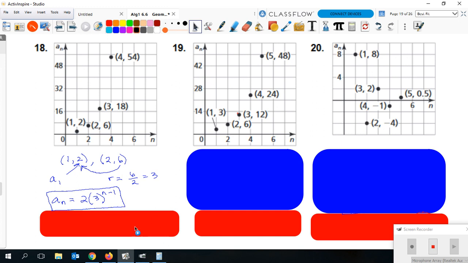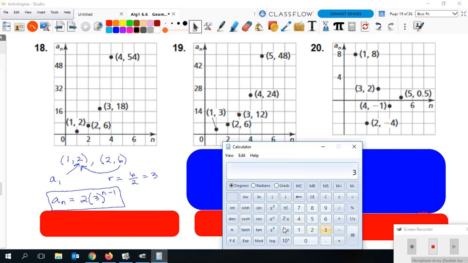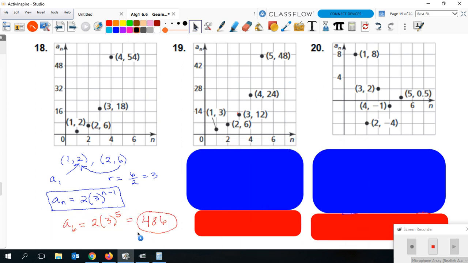And then again, finding the sixth term, we're going to put 6 in here. It's going to be 5. So 3 to the 5th power, then times 2. So on the calculator, 3 to the 5th power is 243, then times 2 is the number 486. So there it is. Our sixth term, A of 6, is 486.